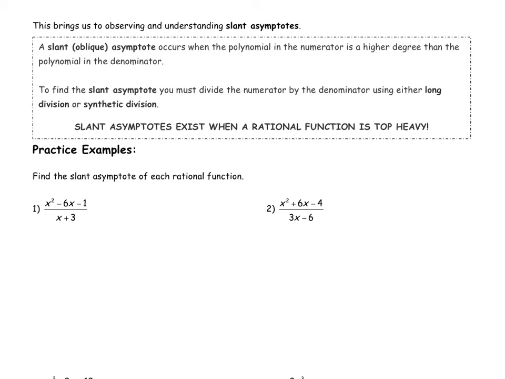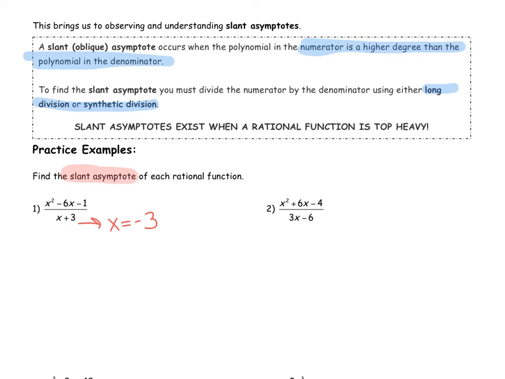You'll see on the next page that a slant asymptote is going to occur when the polynomial in the numerator has a higher degree than that of the polynomial in the denominator. In order for us to find slant asymptotes, we are going to perform long division or synthetic division on the rational function. If we look at exercise 1, this is top heavy, meaning that there will be no horizontal asymptote. Since there is no horizontal asymptote, we know a slant asymptote exists, and we now need to find it. Here's how we're going to do it. We're simply going to do long division or synthetic division on the two polynomials. I'm going to go with synthetic division, since that is easier to work with.